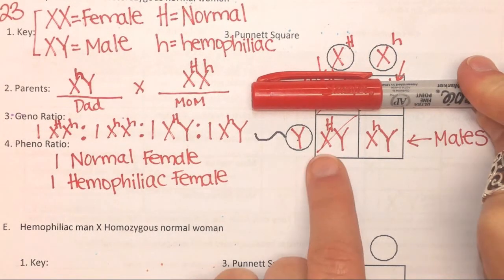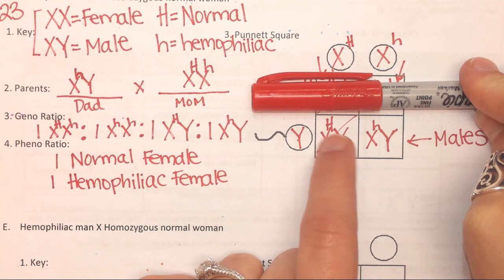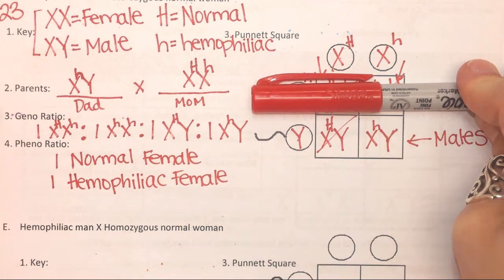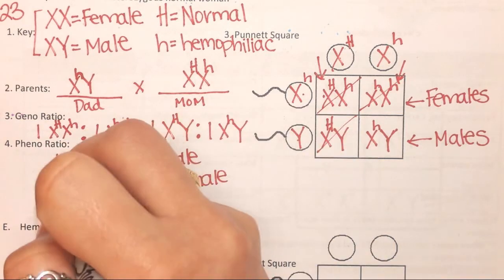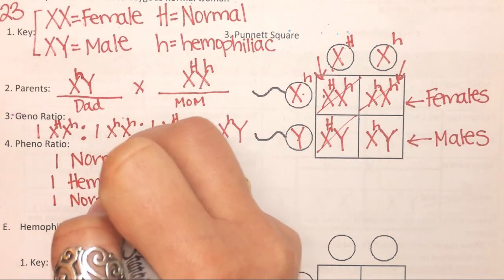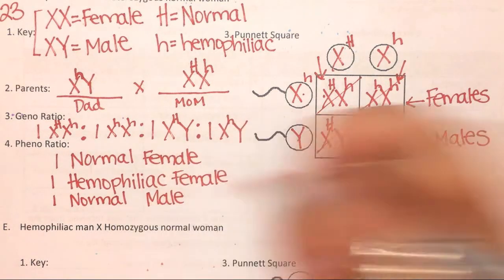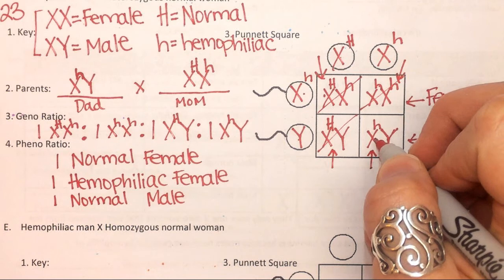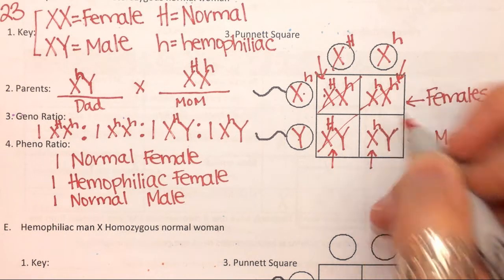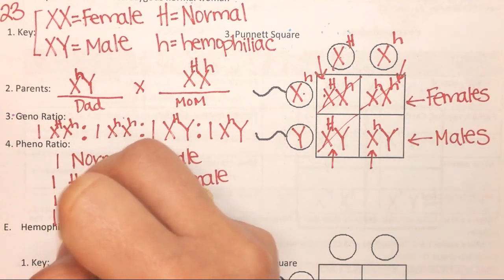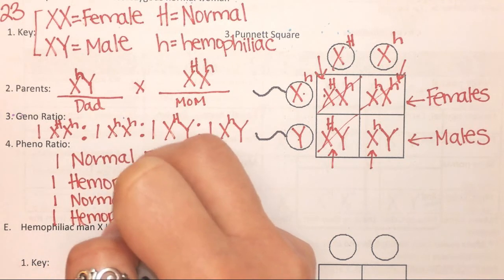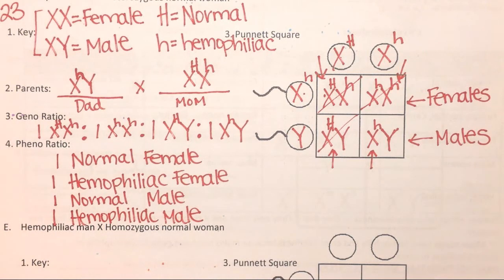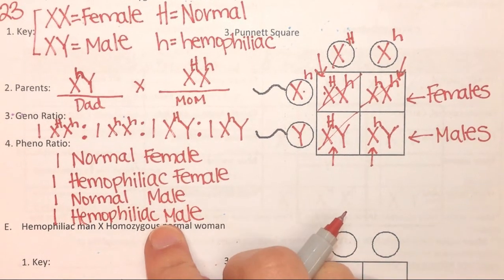Cover up these two boxes and look at the males. Both of these are males. One is going to be normal blood and one is going to be a hemophiliac. So the way that we write it is one normal male. Again, that's what this box says right here. And the last box, we would have one male that is going to be a hemophiliac. Okay. And this is how we write our phenotype.